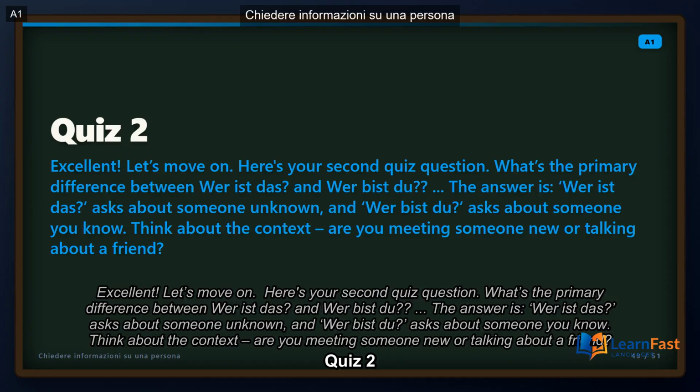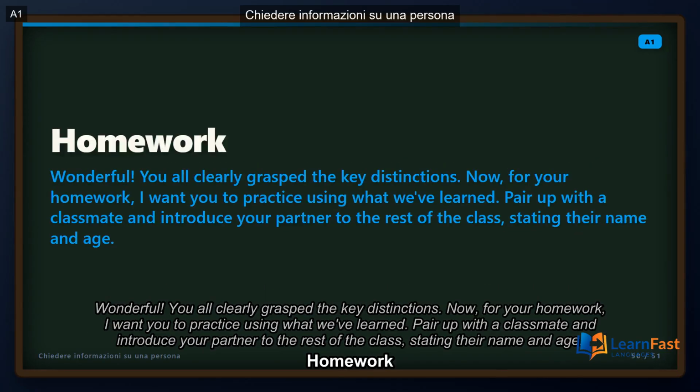Let's move on. Here's your second quiz question. What's the primary difference between Wer ist das? and Wer bist du? The answer is Wer ist das? asks about someone unknown, and Wer bist du? asks about someone you know. Think about the context. Are you meeting someone new or talking about a friend? Wonderful. You all clearly grasped the key distinctions.